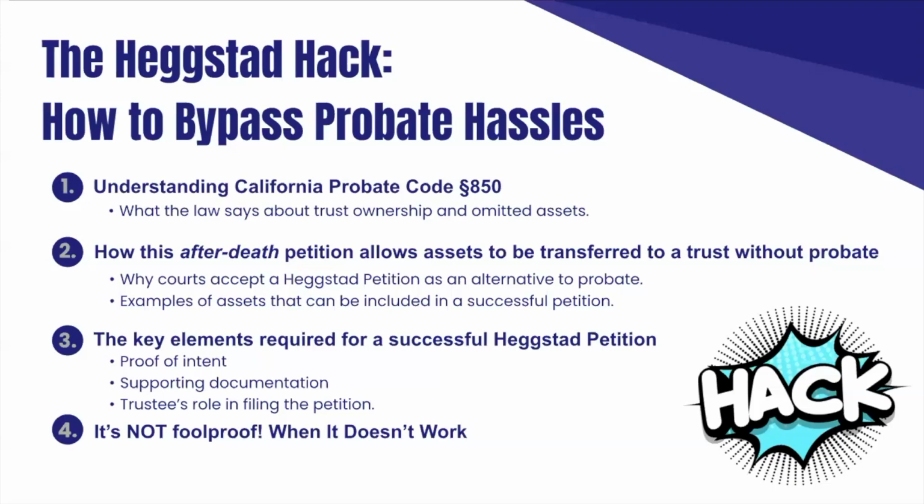How we do that is by filing a Heggstad petition. We say, hey, court, instead of doing the full 18 months or longer of probate court, we can prove intent, and here's how we prove intent. It was the intent of the people that died, the decedents, who created the trust to have this asset in the trust.